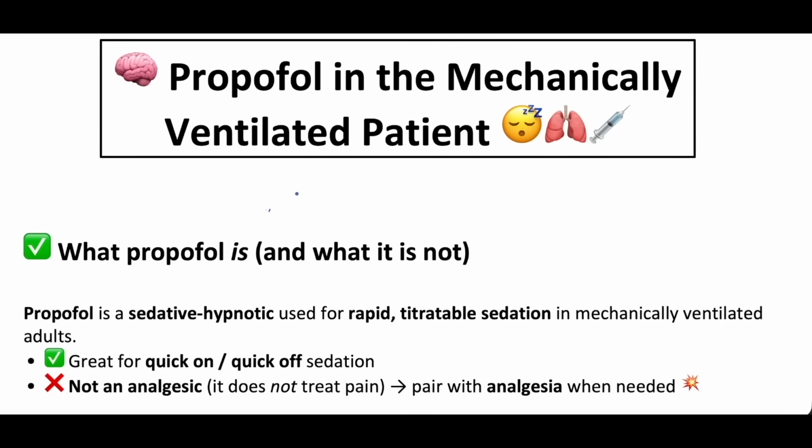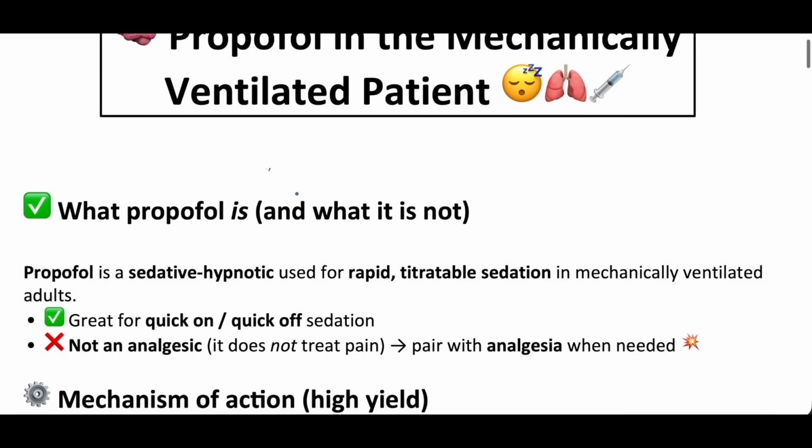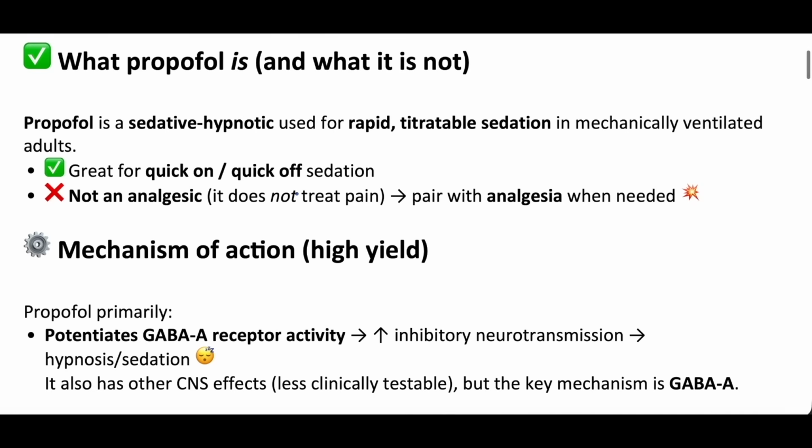Without further ado, Propofol. So what is Propofol and what it is not? Well, Propofol by category is a sedative hypnotic, and it's used, at least in this case, for rapid titratable sedation in mechanically ventilated adults. It's a very common medication we use for sedation in mechanically ventilated adults. And from a bird's eye view, it's really great for quick on and off sedation, right?